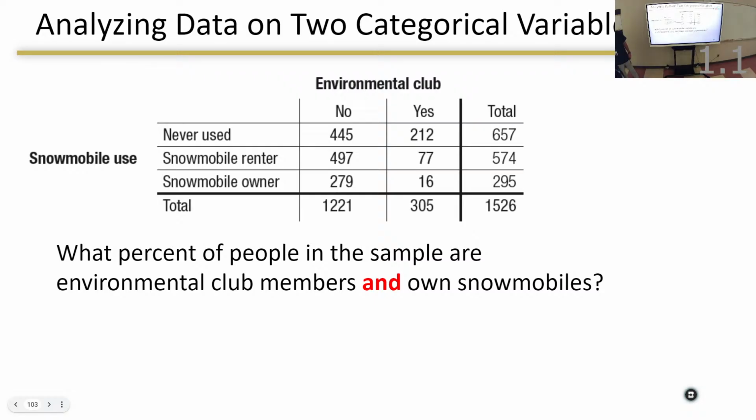What percent of the people are environmental club members and own a snowmobile? We have to do both: be in the environmental club and own the snowmobile. Those cats right here. And it's still out of all of it. Again, this is not that big of a deal yet. The drafting part of it is. There's just some questions on that.